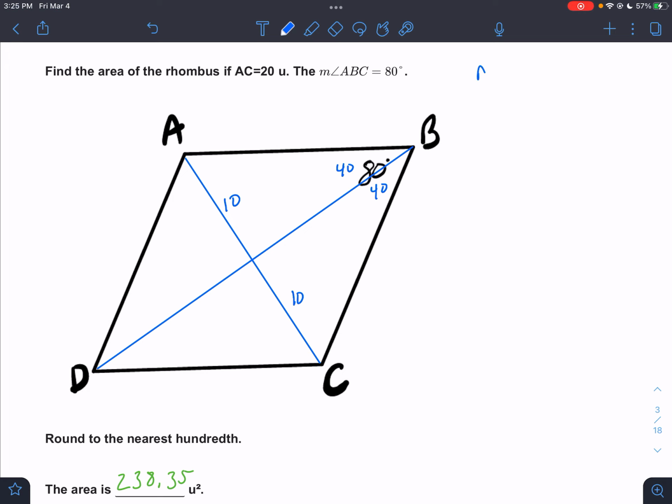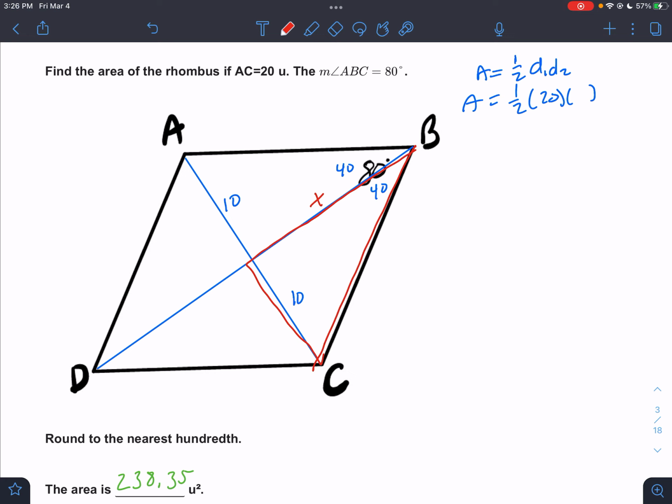So remember that the area of a rhombus equals 1/2 d1 d2. So the area of the rhombus is going to be 1/2 d1 equals 20. We need to know d2. So I'm going to work on the right triangle right here.